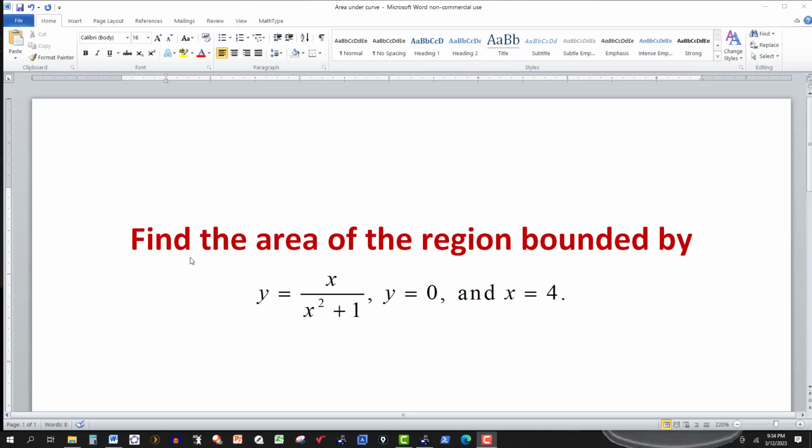In this video, we want to find the area of the region bounded by the graph of this function here, y equals x over x squared plus 1, the line y equals 0, which is the x-axis, and the vertical line x equals 4.